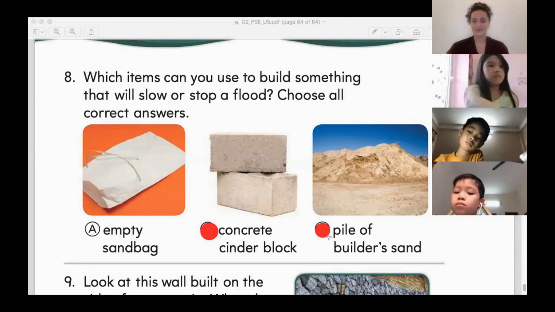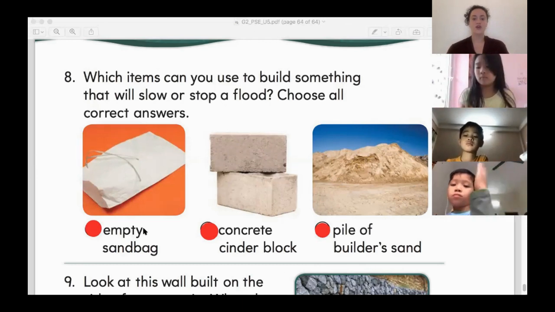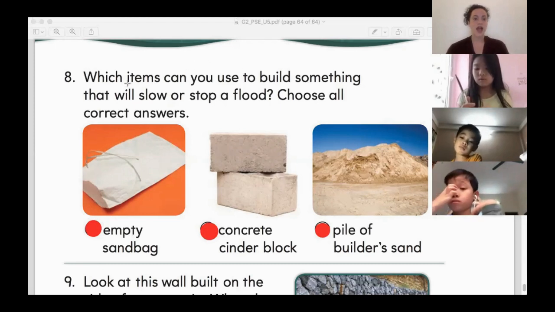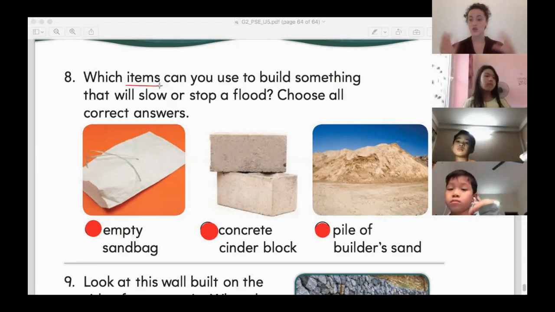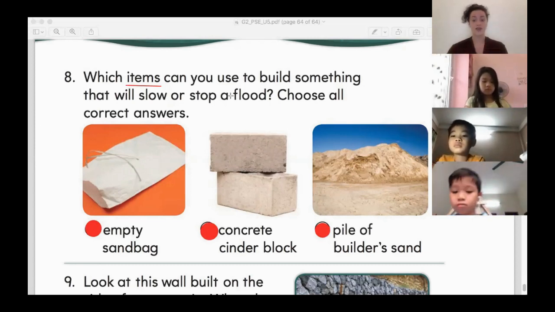Where would you put this pile of sand? Inside here, I said empty sandbag too. Oh, sorry, I missed that one. Okay, yes, all 3. You could build a wall with concrete cinder blocks. You could put this pile of sand into the empty bags. It says, which items can you use to build something, so you can put them together. Okay, it's not just this or just this, because an empty bag by itself, but we can use it to build something if we also have sand. All 3.